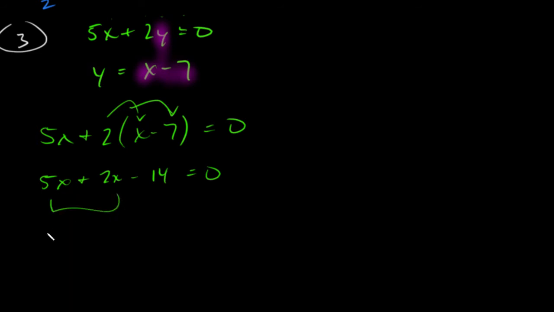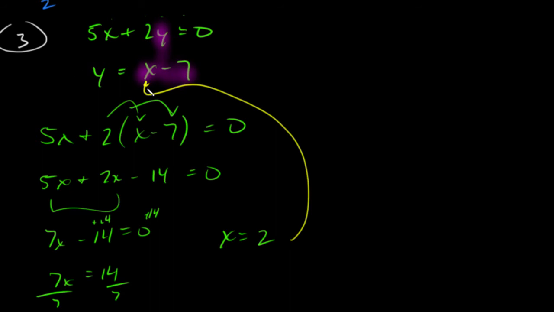Combine like terms. 5x plus 2x is 7x. Divide by 7. You added the 14 to both sides. That's how you got a 14 over here. You get x equals 2. So there's your x. Now you plug that right here. Y equals 2 minus 7. So you get 2, negative 5. Wow, look at that. That problem ended quickly.